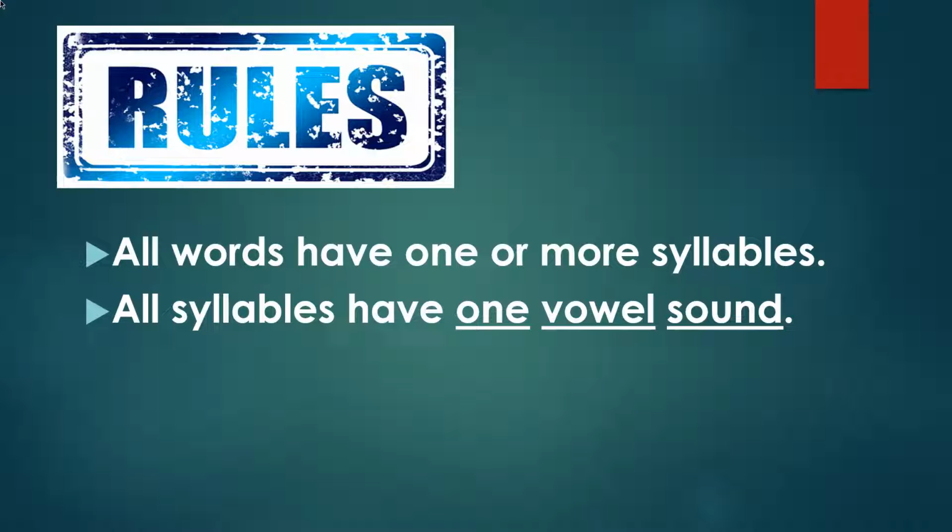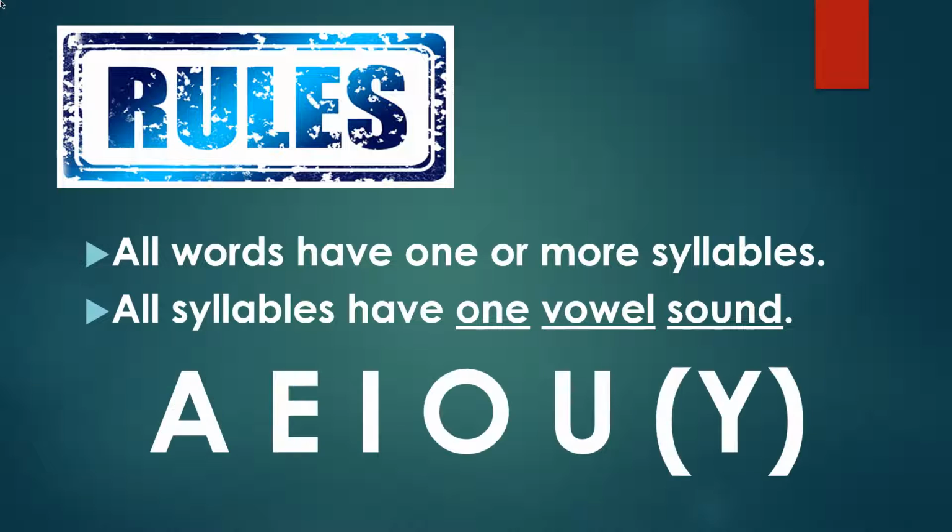The first one is that all words have 1 or more syllables. And the second is that all syllables have 1 vowel sound. It's vowel sound and not vowels because some vowels are silent, but vowel sounds. And the vowels, just to remind you, are A, E, I, O, U, and sometimes Y. It depends on the sound that the Y makes.